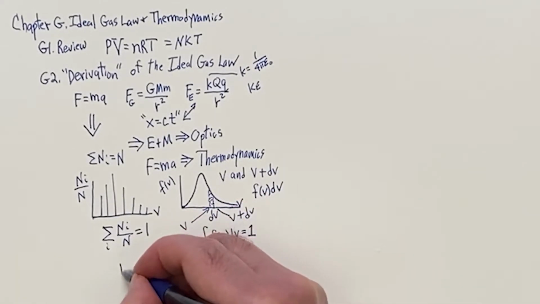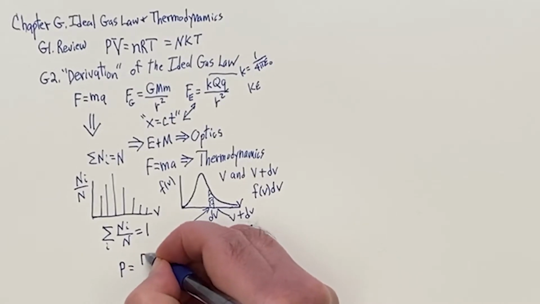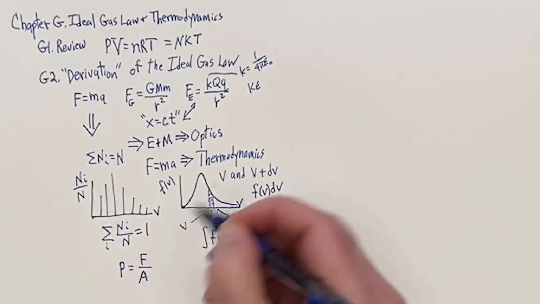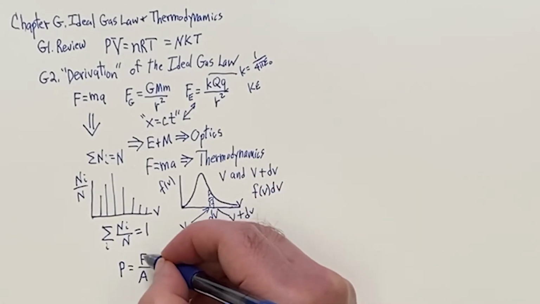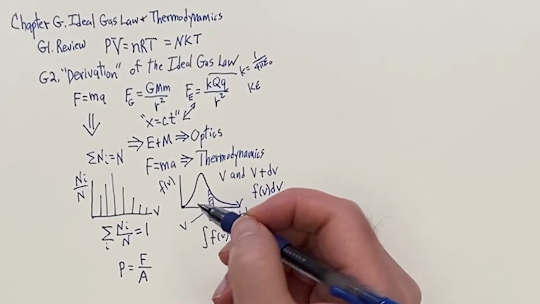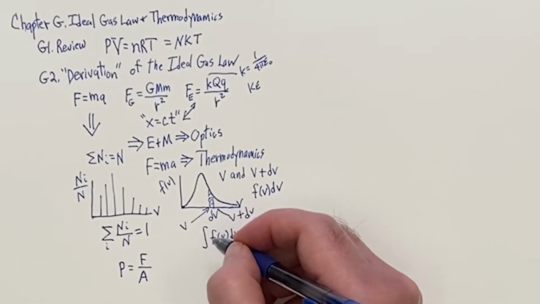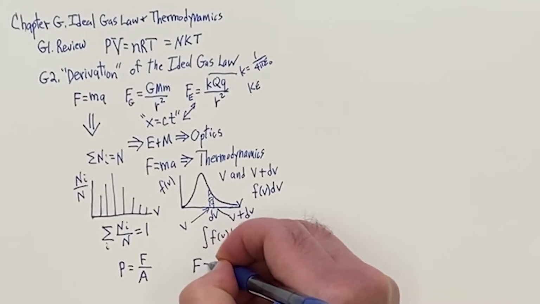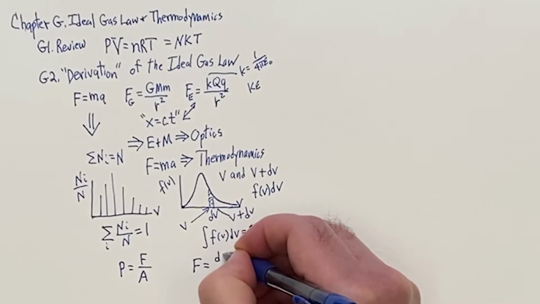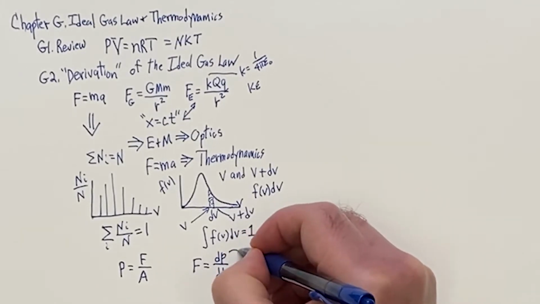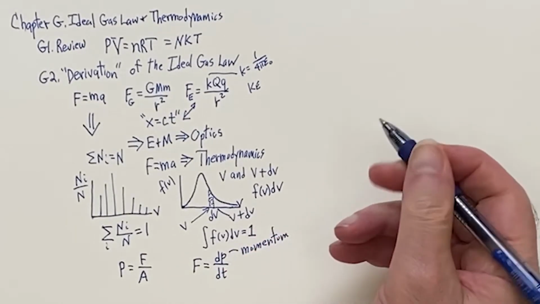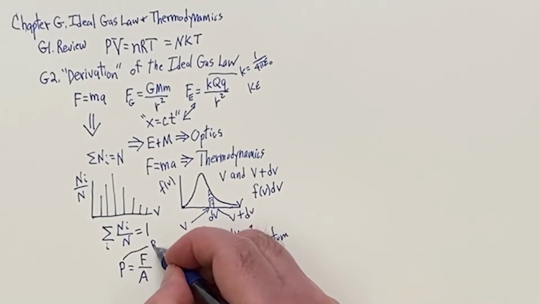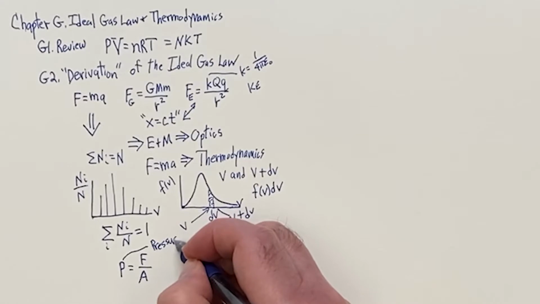We're also going to need a definition of pressure, which is the force per unit area: newtons per meter squared, pounds per square inch. Sometimes they say PSI, pounds per square inch. And the force, F equals ma, but more generally, it's the derivative of the momentum with respect to time. So this little p is momentum, and this capital P here is pressure.